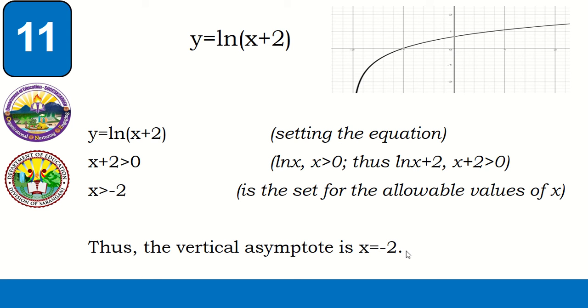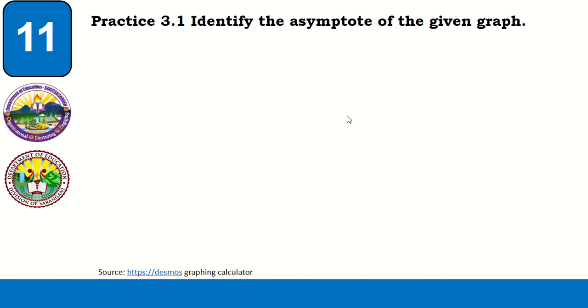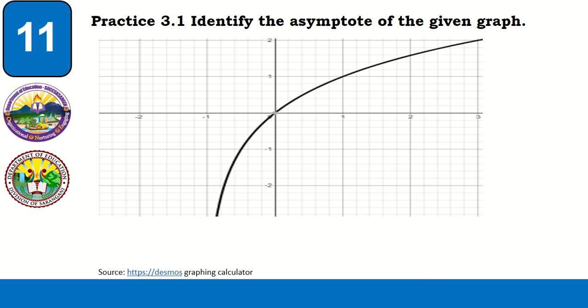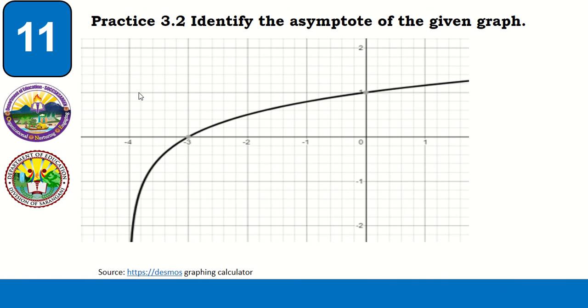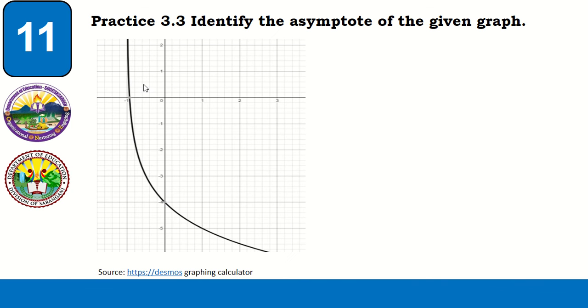Example practice 3.1: what is the asymptote? Here we can find in this graph the line x equals negative 1. That is our asymptote. How about this? This is a line that the graph approaches but never touches. So that is x equals negative 4. How about this line? This line does not intersect negative 1, therefore this graph approaches negative 1. If the graph intersects this line, that means this is not the vertical asymptote. Therefore, the vertical asymptote is somewhere greater than here.